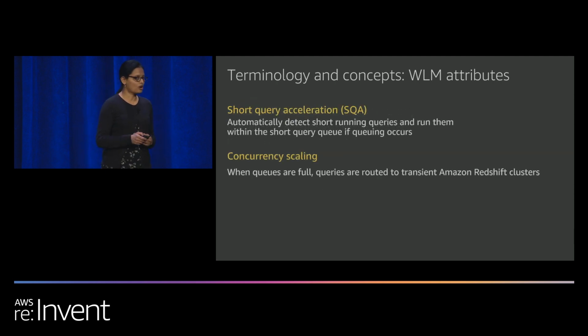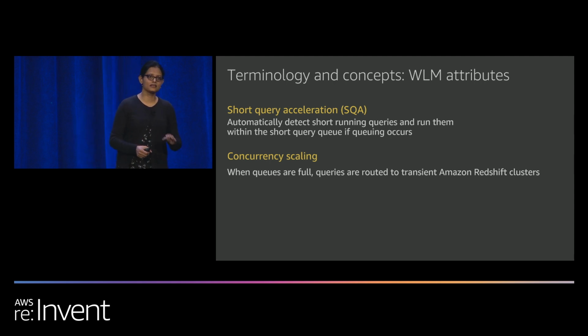We have this concept called short query acceleration. You can either enable or disable it. I would recommend you enable short query acceleration. The way this feature works, when queries start queuing, Redshift will detect that a particular queued query is going to execute in a few seconds. It would tag it as a short query. So instead of allowing the short queries to wait in the queue, it's going to route those short queries to a special queue, which is the short query queue. So your short queries can continue to run even if your system is fully loaded.